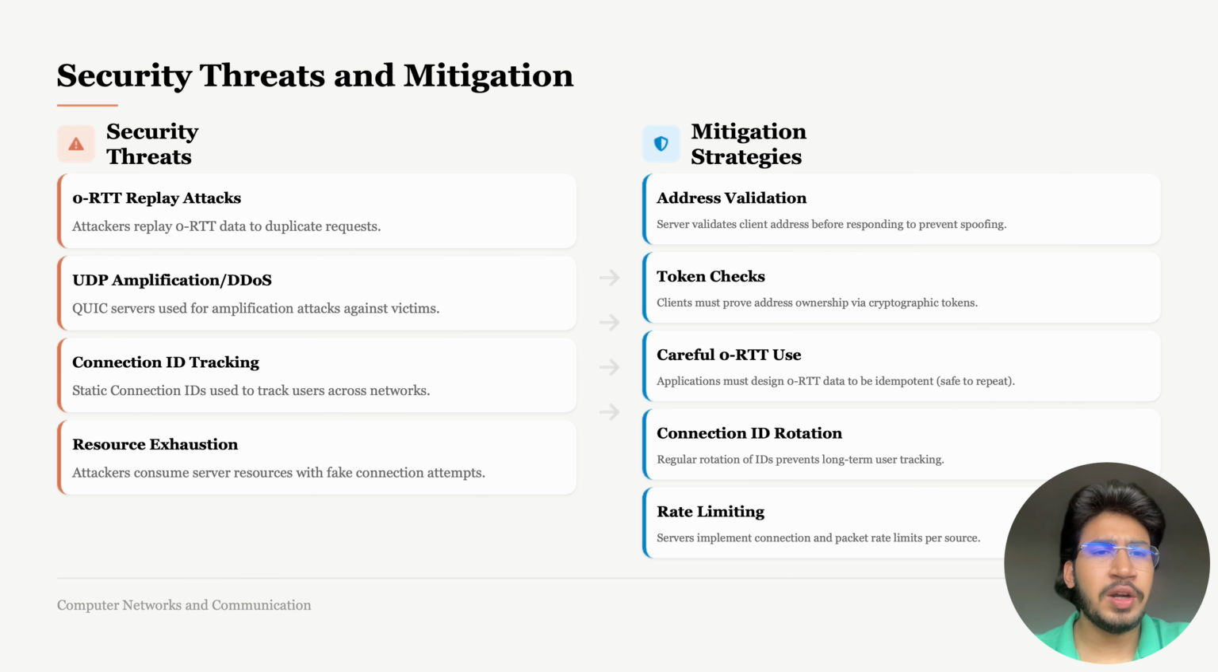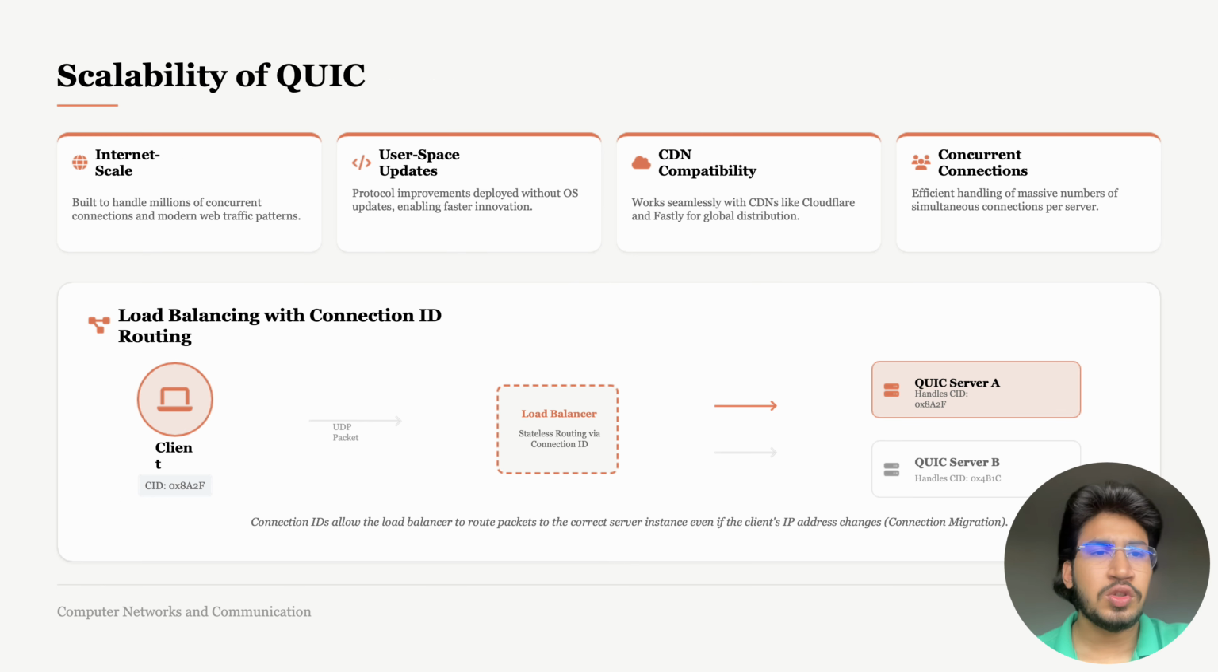Security threats and mitigations are there as well. The security threats are attackers replaying zero RTT data to duplicate the request. One of the major examples is replay data. If we are using UDP, there is abuse such as reflection and amplification attacks, and there are also privacy concerns as well. To reduce these problems, servers use address validation, token checks, careful zero RTT use, connection ID rotation, and rate limiting. So in the next slide, we will be discussing the scalability of QUIC.